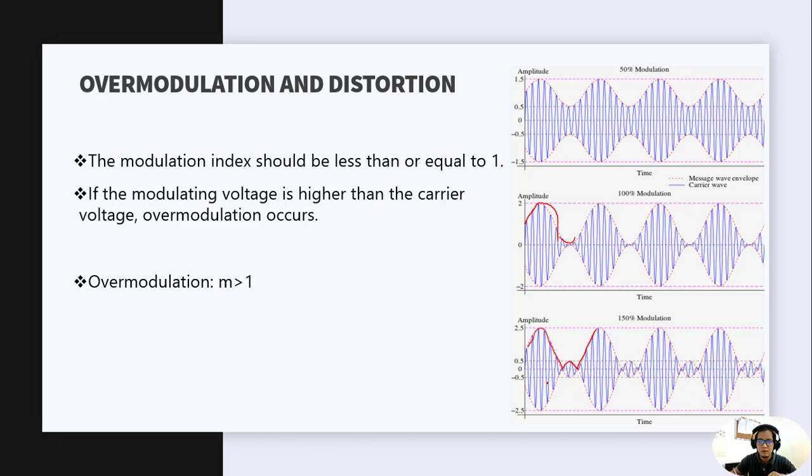So this is no longer the shape of our modulating signal. Now this is over modulation. And as a rule of thumb, we don't do this in our amplitude modulation. Okay? So I hope that is clear.